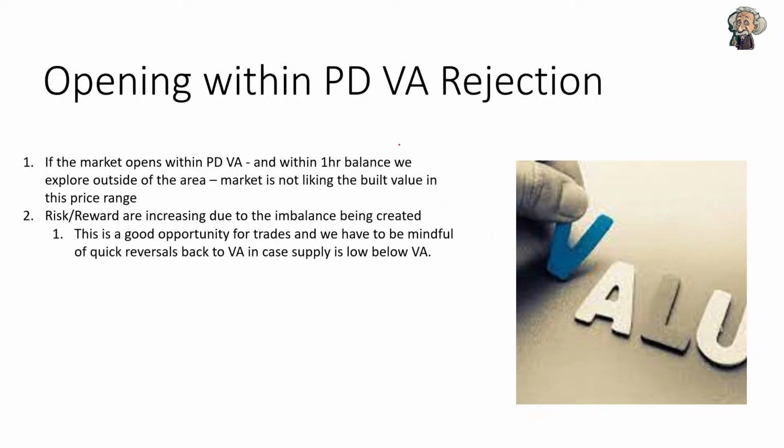When you open within the value and you have a rejection, if the market opens within PD value and within 1 hour balance, they exploit, let's say, lower or higher. That means the value area of the prior day is being rejected, and it's no longer deemed as what? Accepted. Fair price or accepted. Correct. So when you're getting out of there, they're looking for price to find that equilibrium. They're looking for the next value, right?